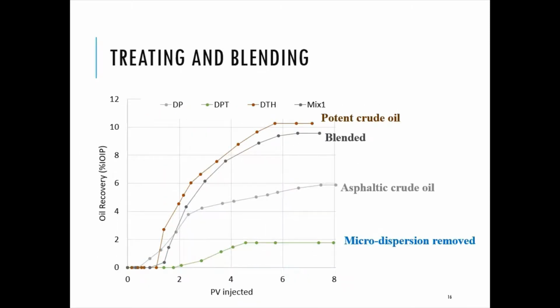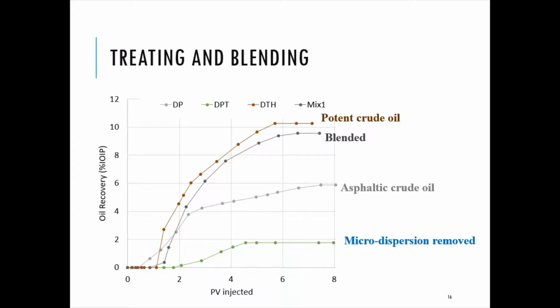So here is a very interesting piece of experimental results we can see. Here again we have a potent or rich crude oil with a very high efficiency to tertiary low salinity. Then we have another one which is called an asphaltic crude oil. This is a DP crude oil. It has performed fairly good to low salinity water injection. But we have 2 more crude oils.